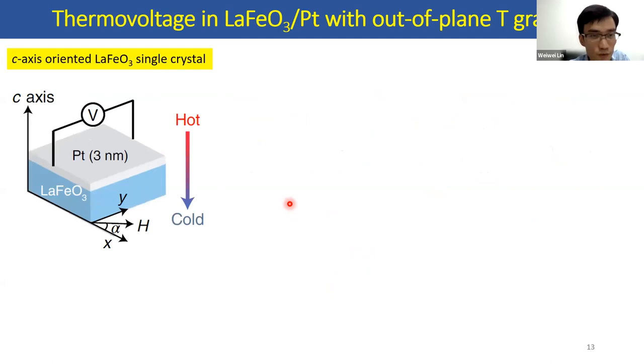Just now I showed the result with the A or B axis oriented lanthanum ferrite single crystal. Now I show the normal of the surface is the C axis. Okay, it's the C axis oriented lanthanum ferrite. So we also deposit 3 nanometer platinum. Here we also apply a vertical temperature gradient and an in-plane magnetic field, and we can measure the transverse thermal voltage.